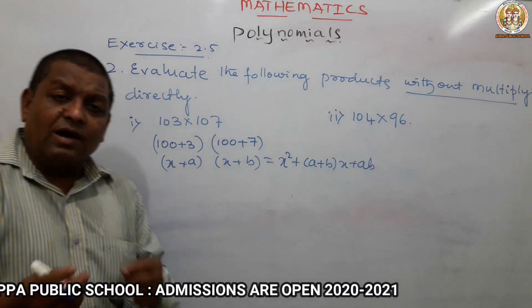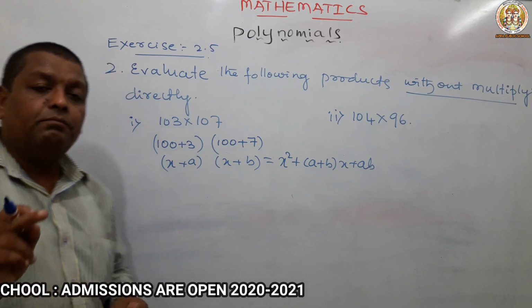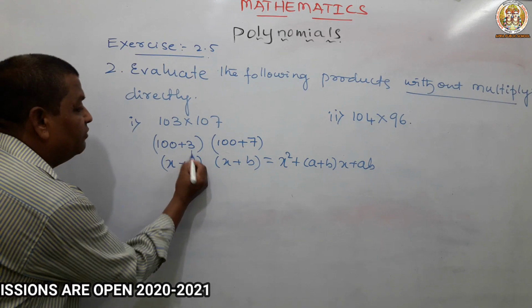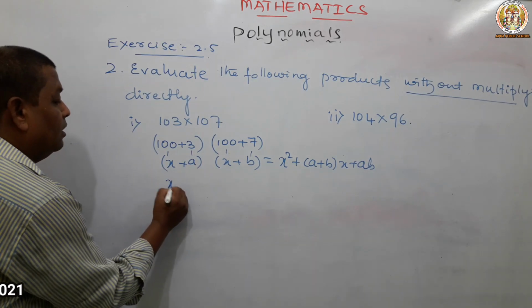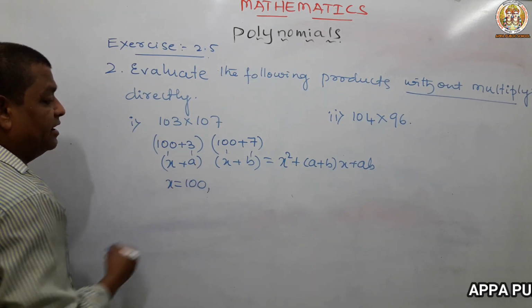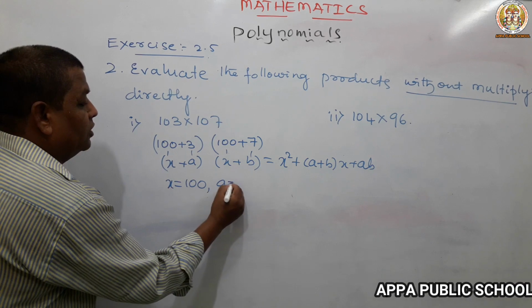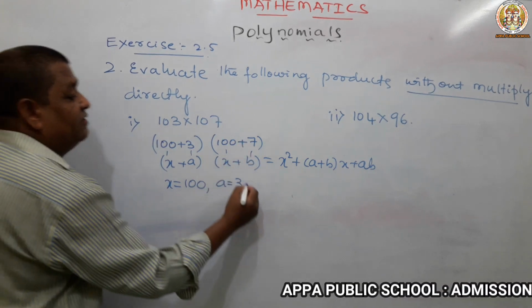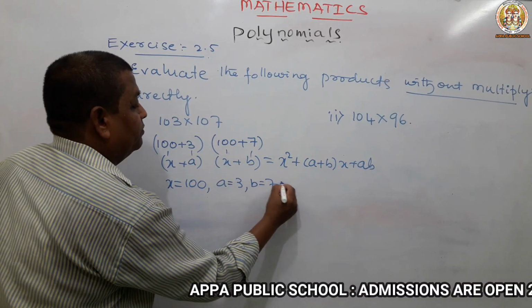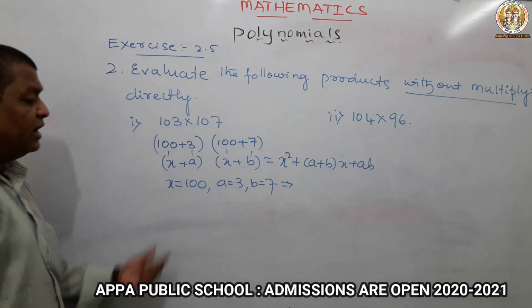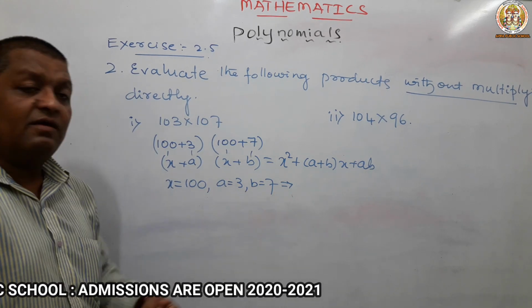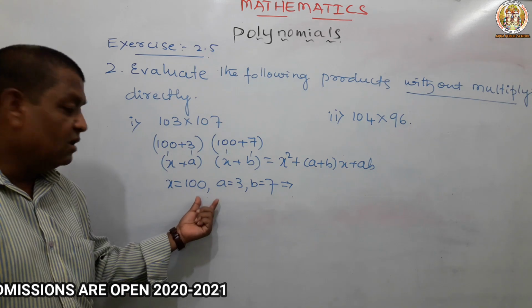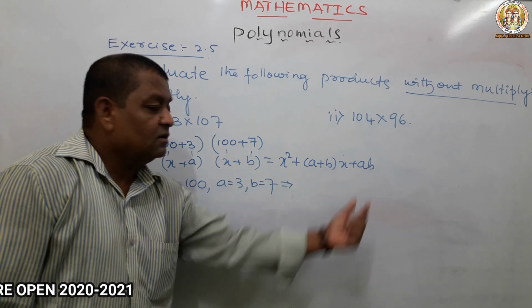We need to take the values of x, a, b. See, if I write it like this, then definitely I get the values easily. x is equal to 100, a is equal to 3 and b is equal to 7. Okay, x is 100, a is 3 and b is 7. What is next? As usual, substitute these values in the formula.